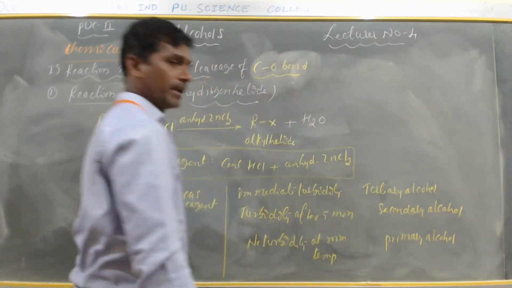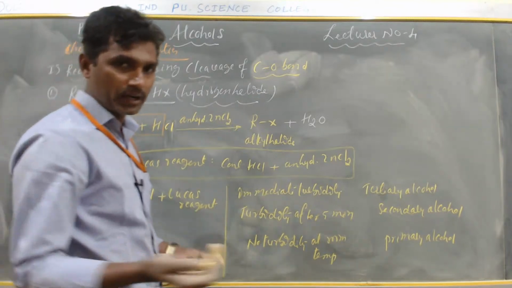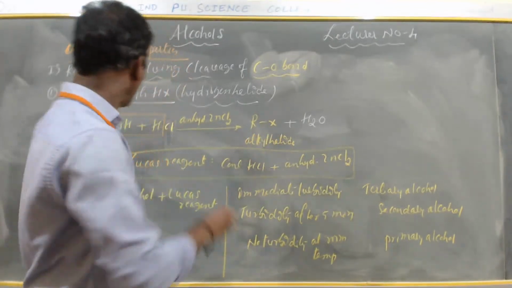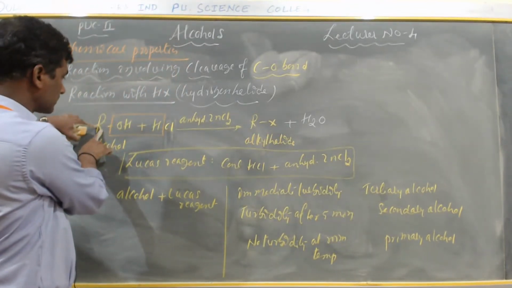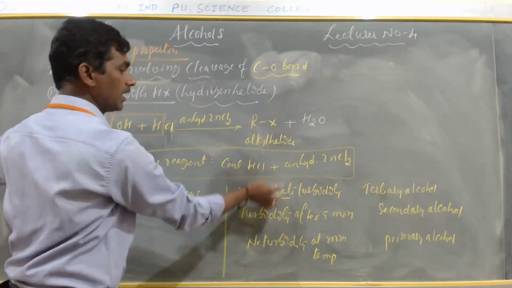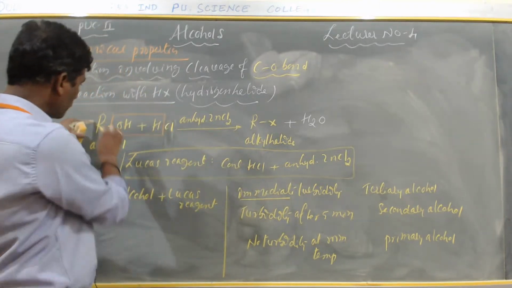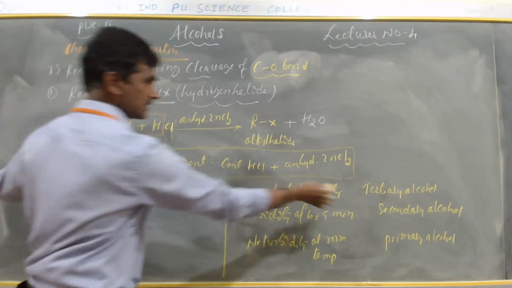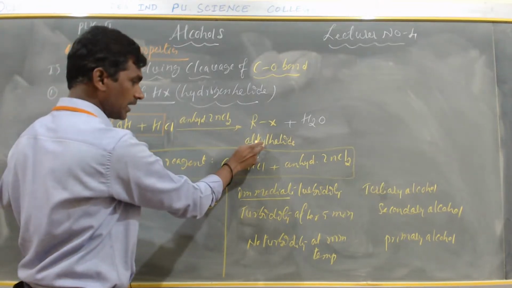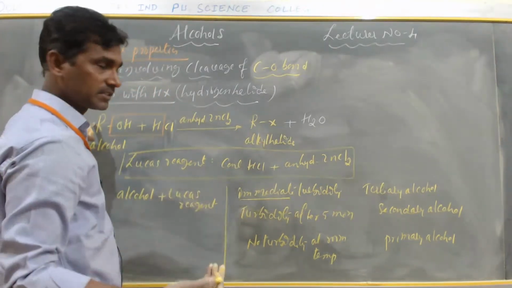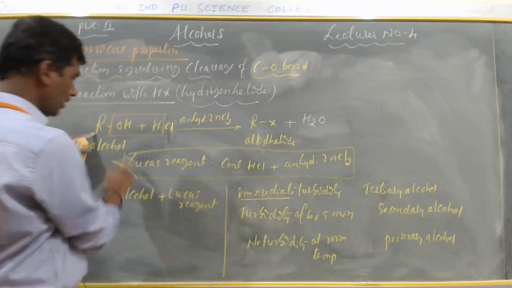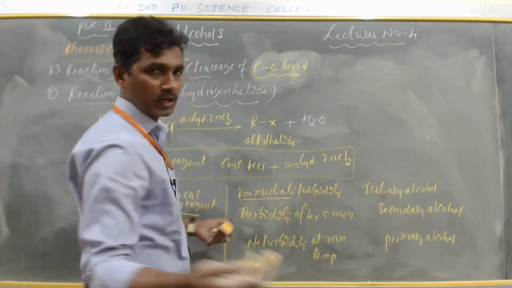Yes, my dear students. So when alcohol reacts with hydrochloric acid, it gives alkyl halide, where R is alkyl and X is halide. Suppose the alcohol is tertiary, it gives alkyl halide with immediate turbidity. Suppose the given alcohol is secondary, when the reaction takes place it gives alkyl halide with turbidity after 5 minutes. Suppose the given alcohol is primary, with Lucas reagent no turbidity appears.